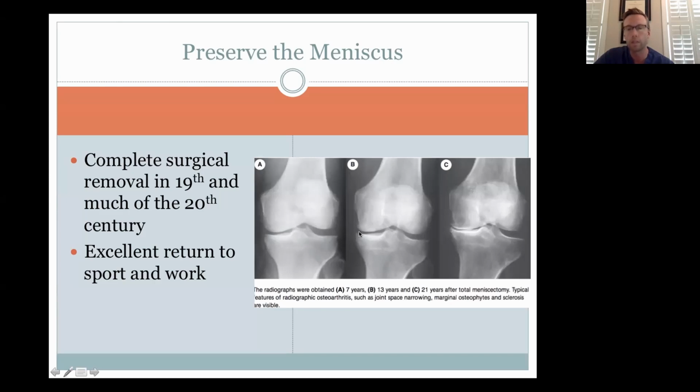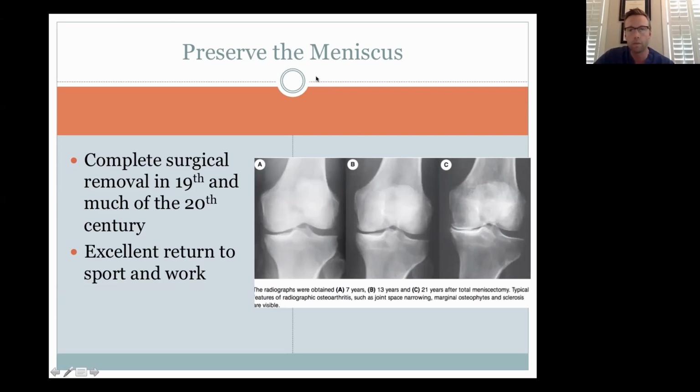You can see less space. You can see white lines or thickening of the bone. You can even see some bone spurs developing. And then 21 years later, after that complete meniscus had been removed, you really have what we term end-stage arthritis. And at that point, the meniscus doesn't matter. It's an arthritic process, the knee's worn out, and really you're talking, the only surgical option is a knee replacement.